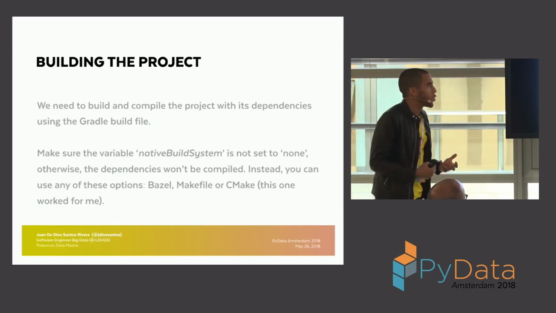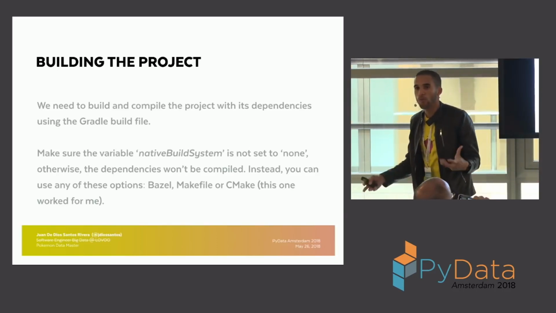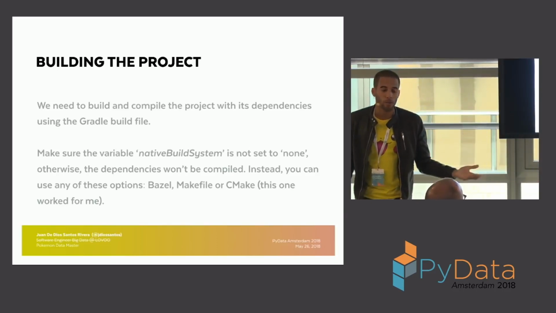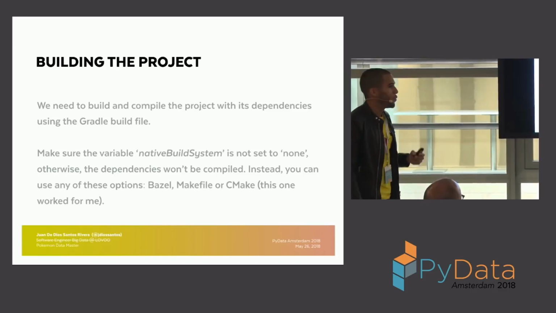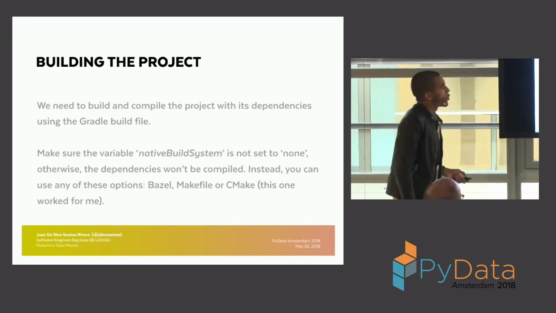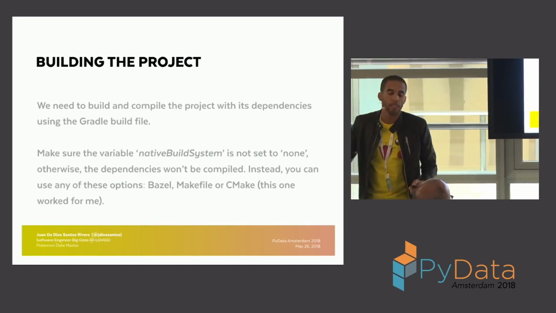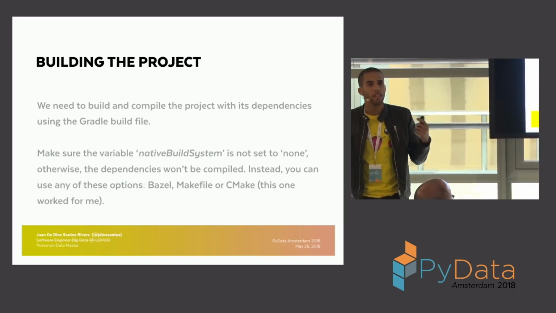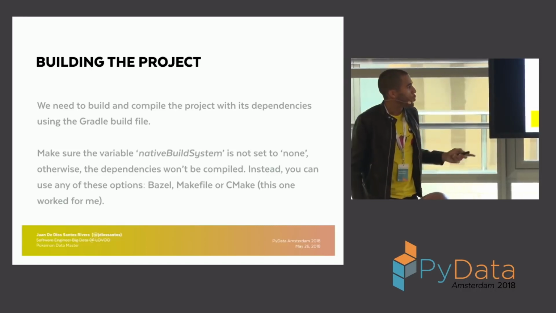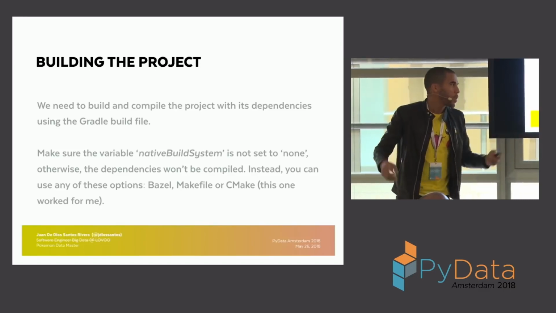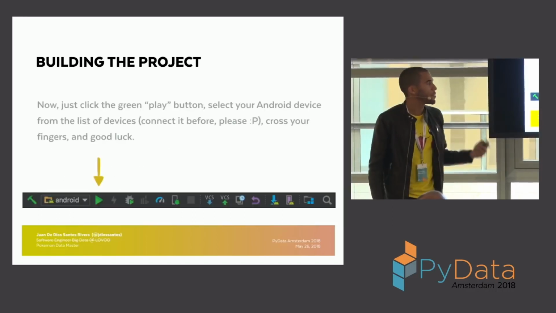Also, we need to build and compile our project. I'm not sure if some of you know about Android, but normally you do this using Gradle. They already provide the Gradle file. You only need to click the green hammer button and it's going to build. However, by default, at least when I did it, there is one variable called native build system, and by default, it is set to none. If you keep it as none, the project is going to run, but you won't get the dependency. So maybe your app is going to crash. So please make sure that you use any of the other options that are already provided for building the project, which are Bazel, Makefile, or CMake.